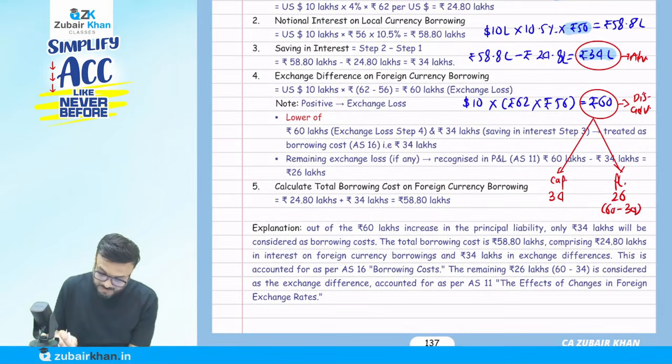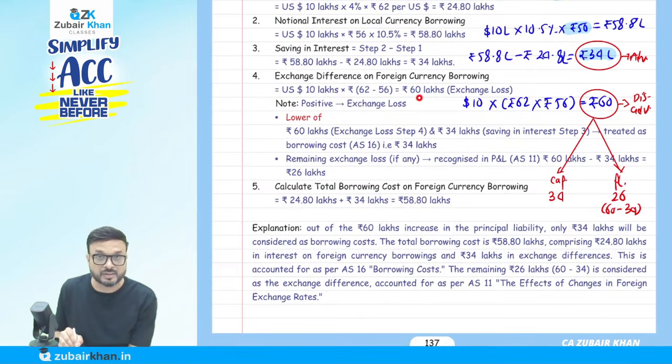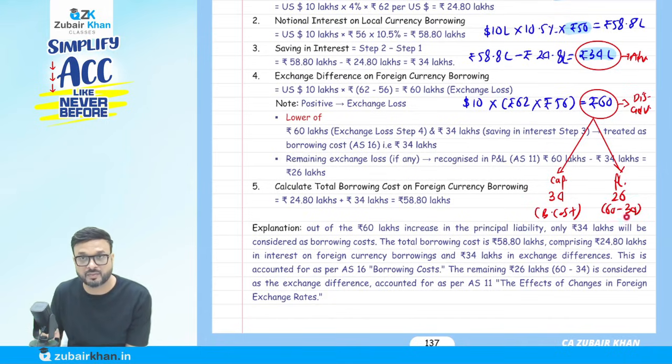You can see that the total exchange loss is 60 lakh. Of the 60 lakh exchange loss, the 34 lakh, the saving in interest, is treated as a borrowing cost. Okay, 34 will be capitalized. It will be treated as a borrowing cost. The remainder, if any, is recognized as per AS 11: 60 lakhs minus 34, that is coming to 26, it will be charged to the P&L account.